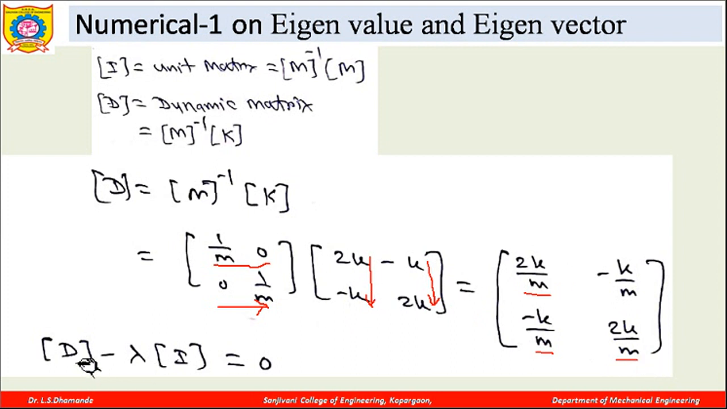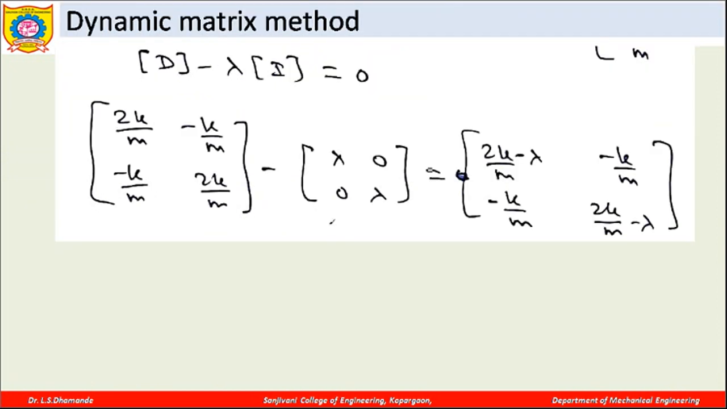Okay, now we have to use this D matrix in the equation of D minus lambda I. So that will be giving us the frequency equation. So D minus lambda I will be equal to 0.